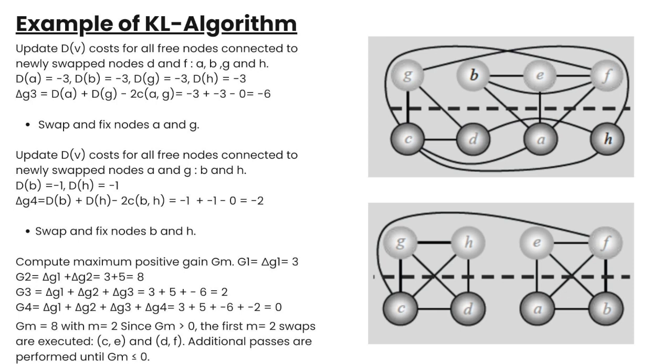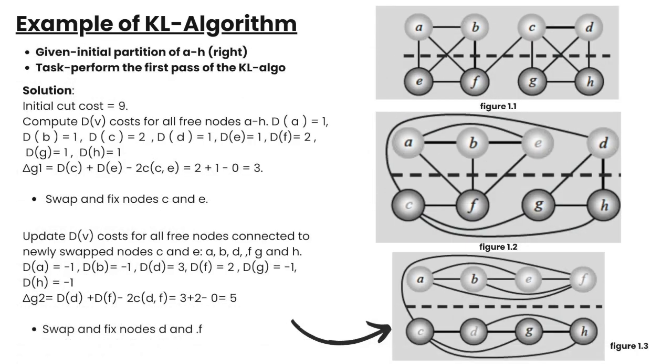Now we will calculate maximum positive gain GM for M equals 1, 2, 3 and 4. So G1 equals 3, G2 equals 8, G3 equals 2 and G4 equals 0. We have maximum value of GM equals 8 for M equals 2. So our final answer will be the partition obtained by the end of the second iteration, which is the partition shown in figure 1.3. So that is how the KL algorithm works to partition a given circuit in the best possible way.